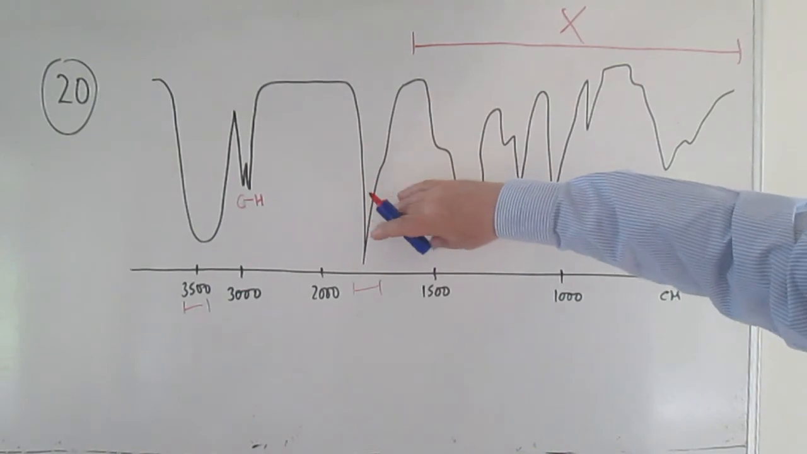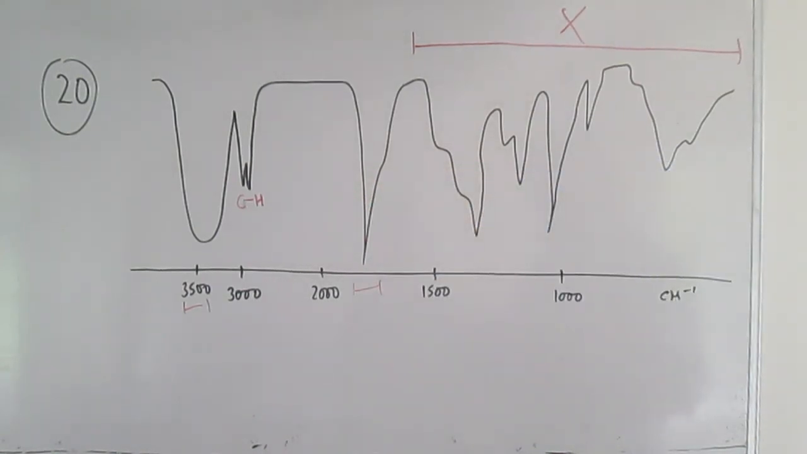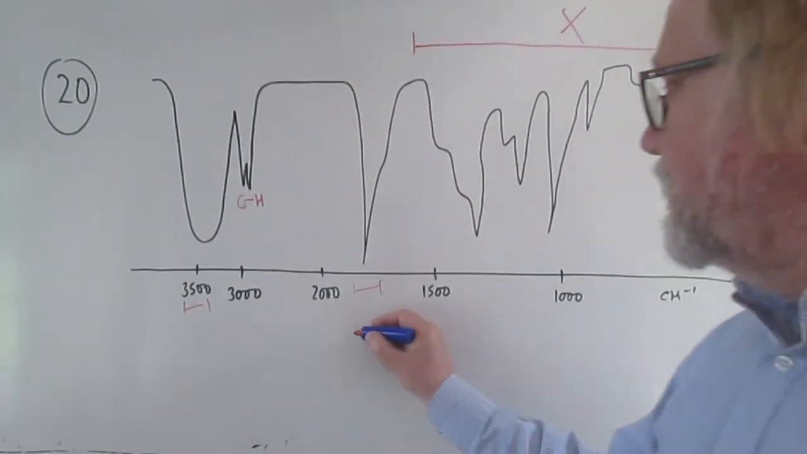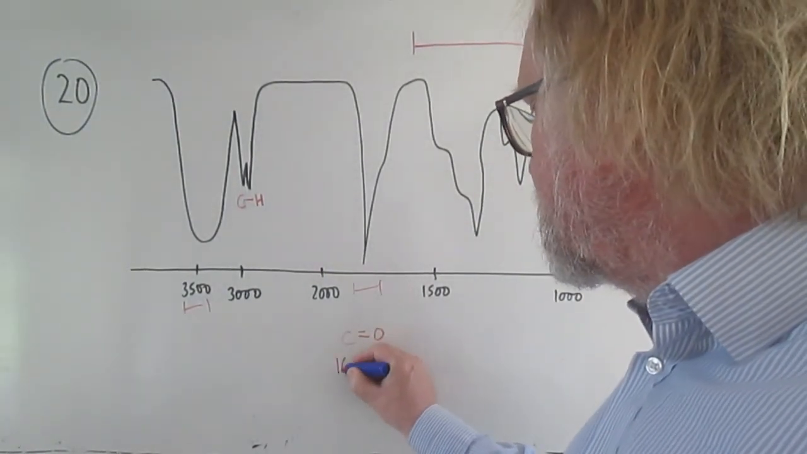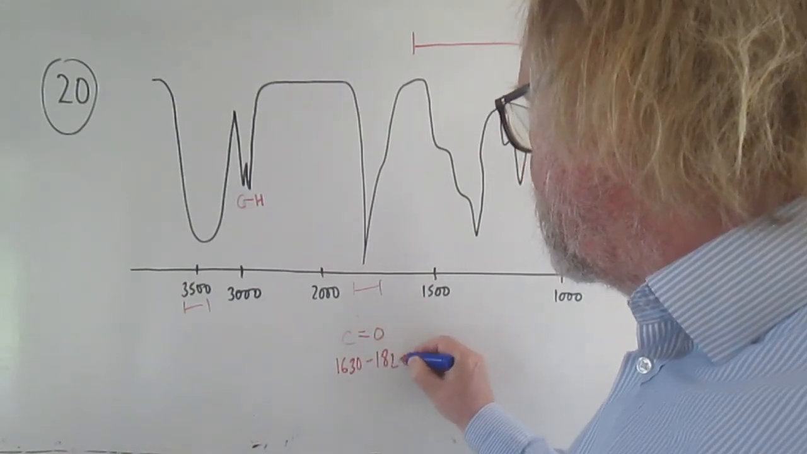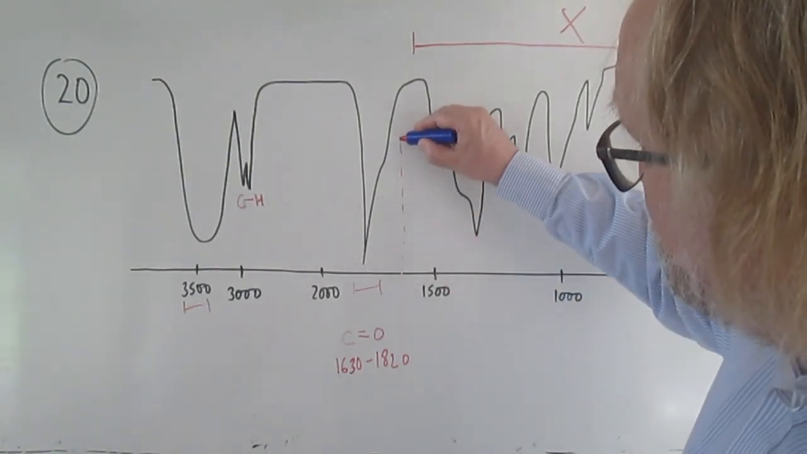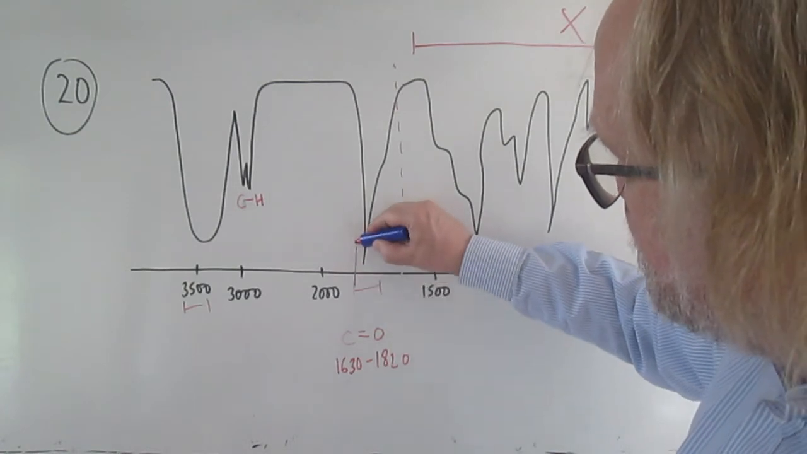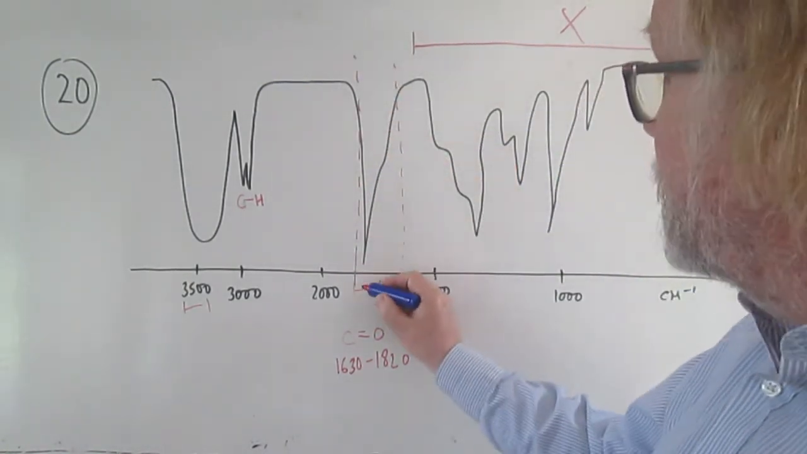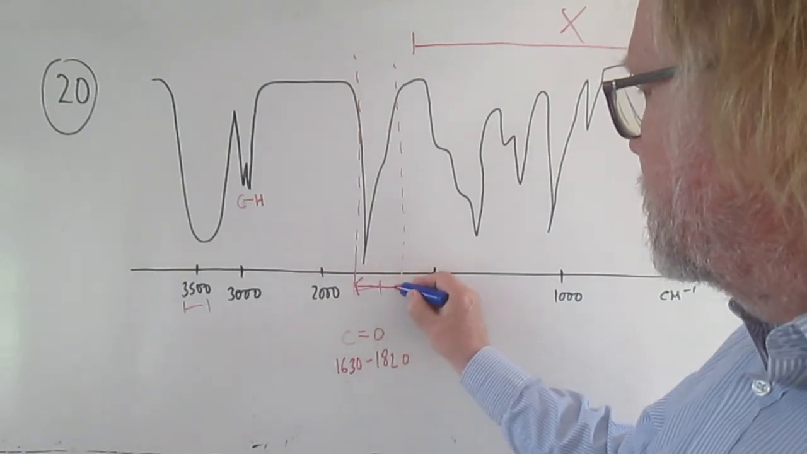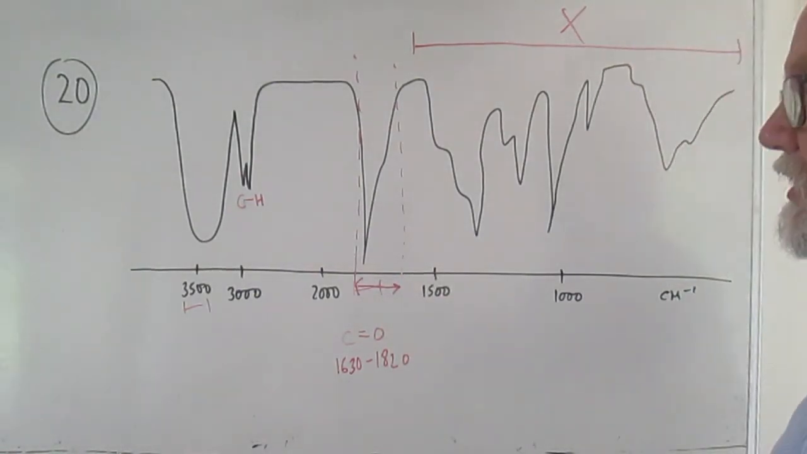So if you see a strong peak in between 1500 and 2000, your suspicion is going to be that it's C double bond O, because you've seen that lots of times. But remember, don't just say, yeah, that looks vaguely right. You've got to check the position matches your data sheet. So you check C double bond O on your data sheet, and it says that it should be 1630 to 1820 wave numbers. So you draw a line at 1630 and a line at 1820, and you say, yeah, that peak is nicely sandwiched in there. So that one fits C double bond O.